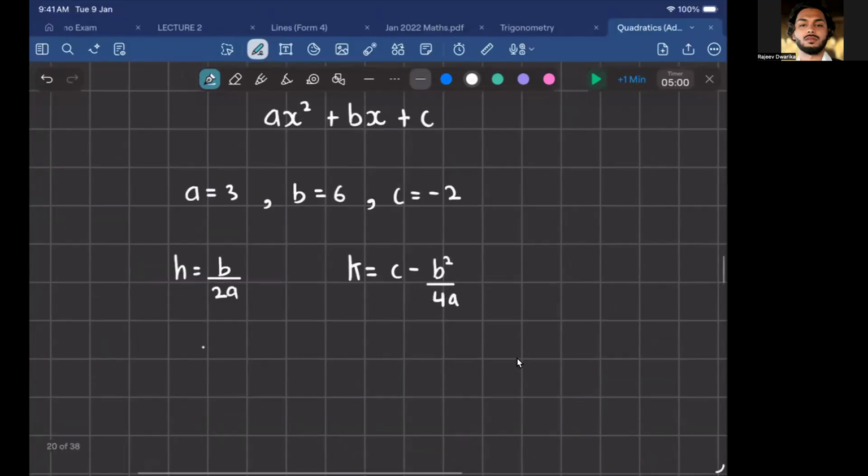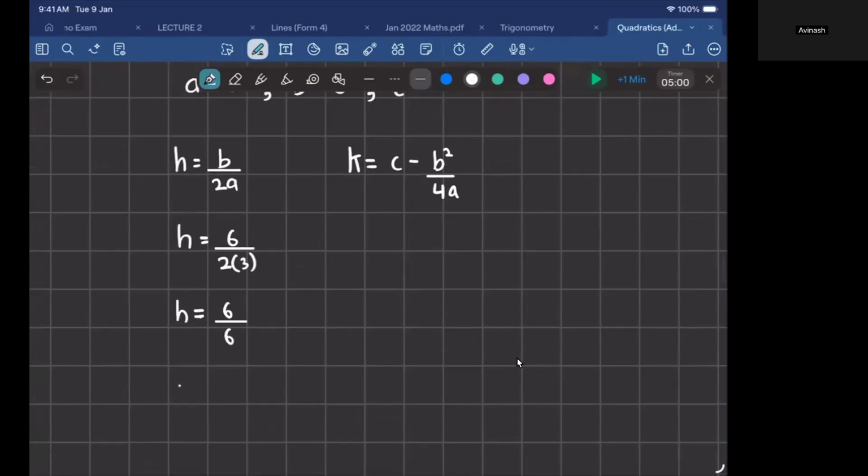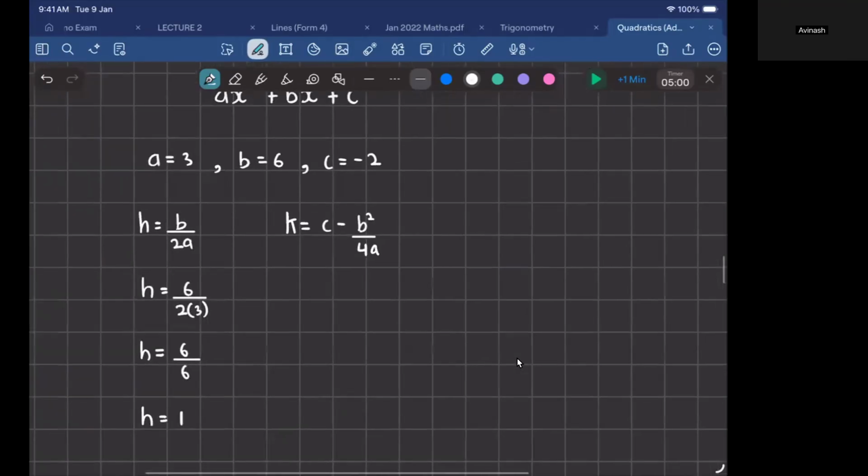All right. So what is b? B was 6, right? What was a? 3. Right. So on top is going to be 6, and then the denominator is going to be 2 by 3. What is 2 by 3? 6. What is 6 over 6? 1. 6 over 6 is one time.